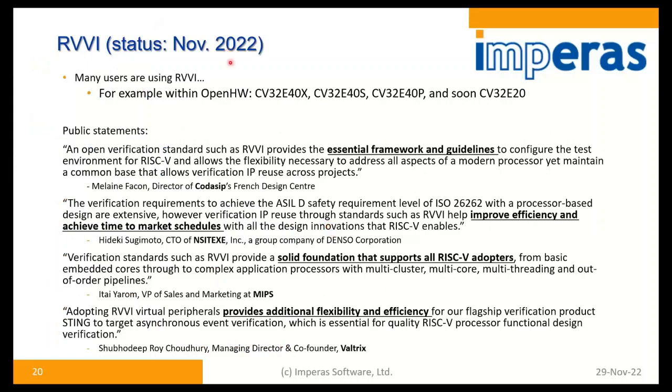Already, as of now, it's been used in several different projects. For example, in OpenHardware, three of the cores are already using it, and another one is just migrating to use it. It's got a lot of support from the industry, from people involved in the ecosystem, or people who are actually using it for verifying their cores at quite a sophisticated level, where they've got multi-core, multi-issue, out-of-order processors. So it's beginning to get quite a lot of support.